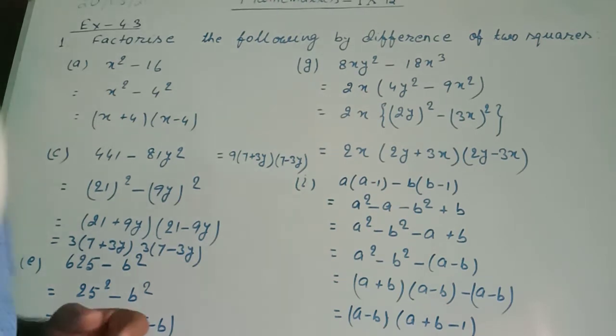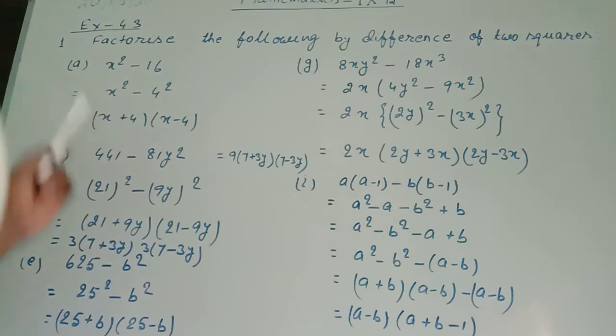In this period of mathematics, we are solving factorization, exercise 4.3. Question number 1 states: factorize the following by difference of two squares. Difference of two squares, I want to express the given expression in the form of a square minus b square, and we know the formula: a square minus b square equals a plus b into a minus b.